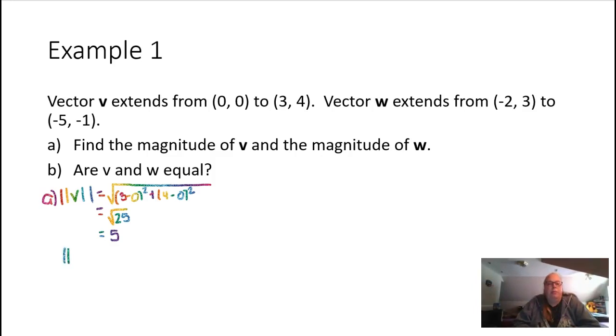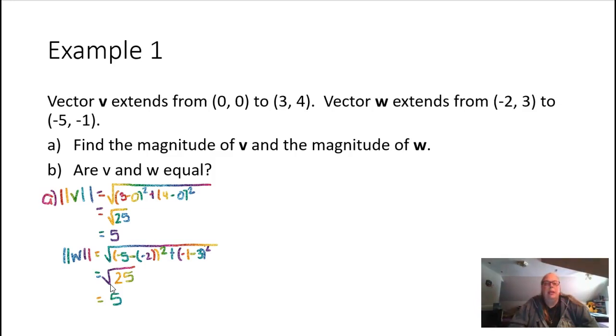Now w, we're going to do the same thing. This is another distance formula problem. We are going to take x2 minus x1 and square that, and add it to y2 minus y1 squared. We're going to put all this into the calculator at one time. And this is also going to give us the square root of 25, which is equal to 5. So right now what we know is that vector v and vector w have the same magnitude.